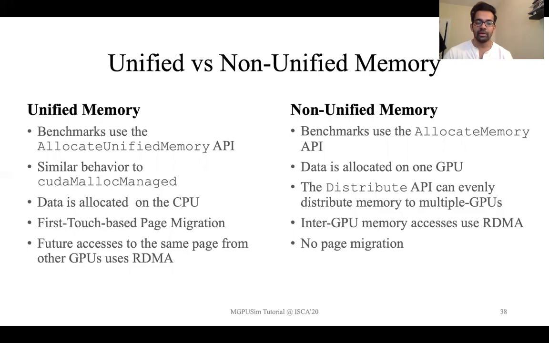In terms of unified memory, we model a first-touch based page migration policy. The data is allocated on the CPU, and then at runtime, based on demand, this data is migrated from the CPU to the GPU. On the other hand, for non-unified memory, all the inter-GPU memory accesses use RDMA. In the case of unified memory, all future accesses to the same page, once the page has been migrated the first time, also use RDMA. In non-unified memory, there is no form of page migration since the data is all copied to the different GPUs based on the distribute function. So there's no runtime page migration happening.